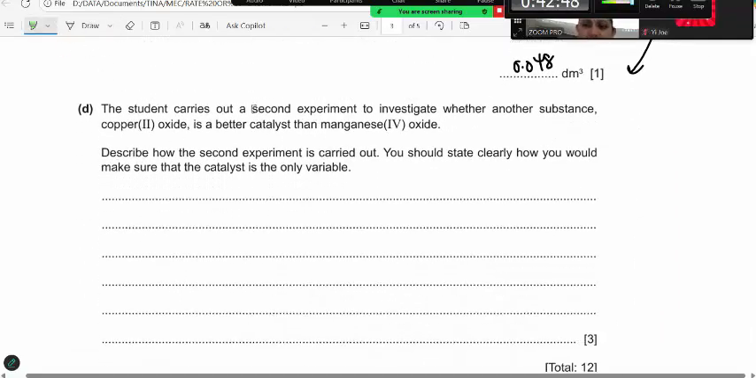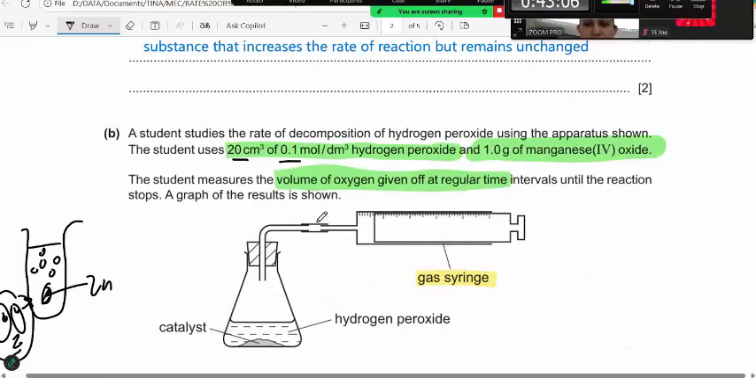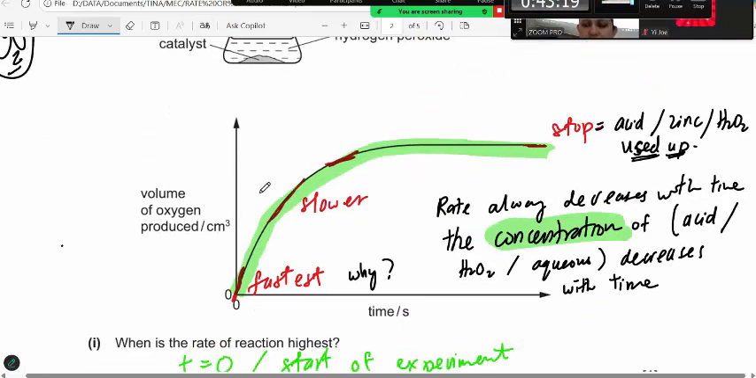A student carried out a second experiment to investigate whether a substance, copper 2 oxide, is a better catalyst. Okay, so describe how you can. You must make sure all your other variables are the same. So this question, they use 20 cm³ of hydrogen peroxide, you must use exactly the same 20 cm³, 0.1 mole, except you use 1.0 grams of copper 2 oxide. You understand? Okay.